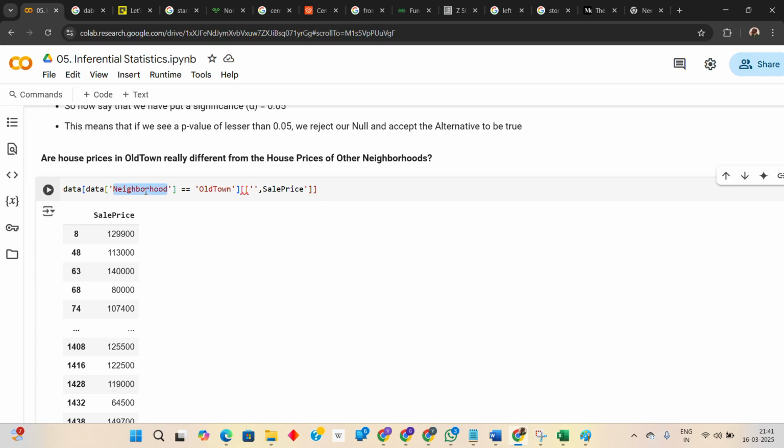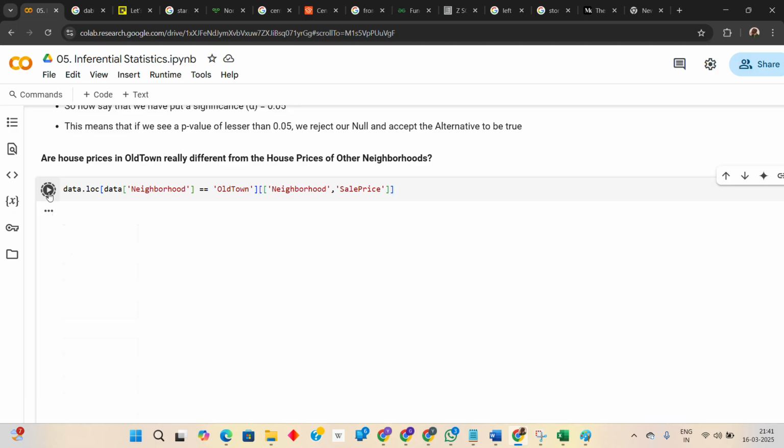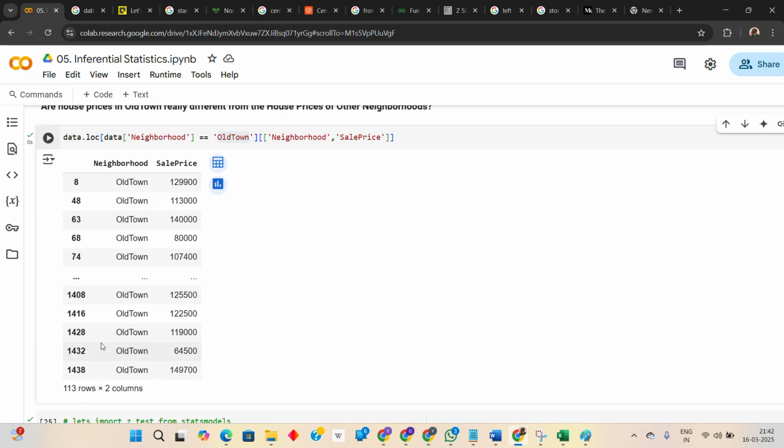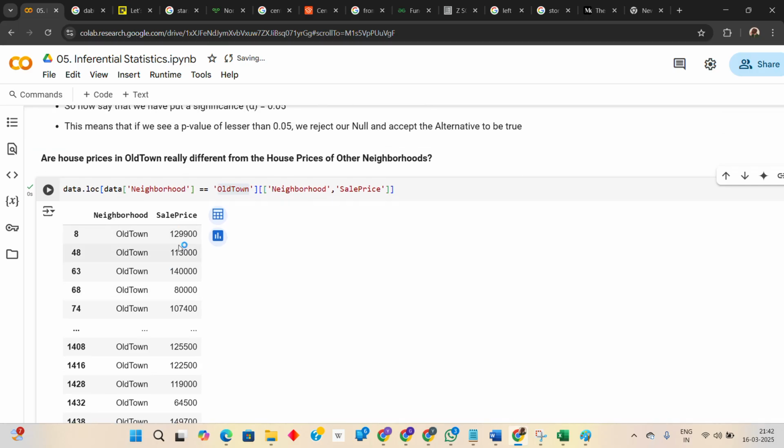Here I'm just writing the condition. Anyway, I told you about writing the conditions using the loc function, right? You can also do it without the loc function, just by passing the data frame. Okay, let me show you loc only because this was already told to you. You can stick to this one, data.loc. Here you can see I'm checking neighborhood equal to Old Town. These are all Old Town values. There are nearly 113 values, and the sale prices are of this Old Town.